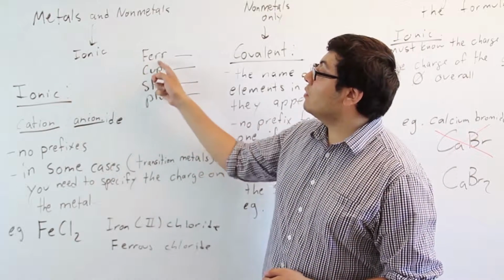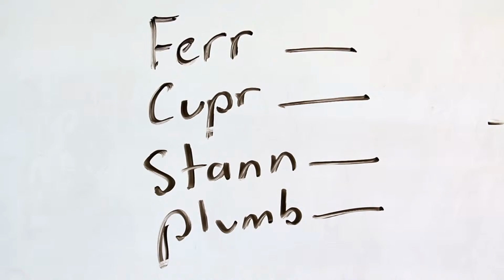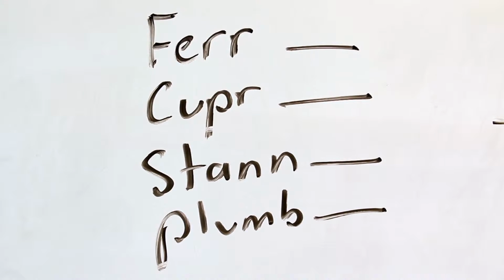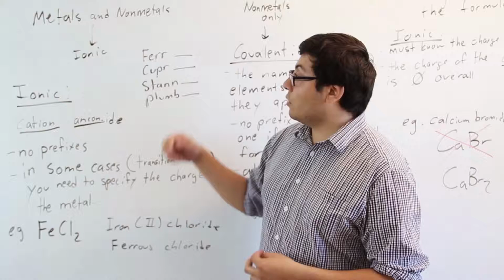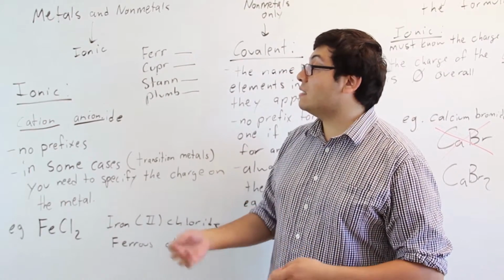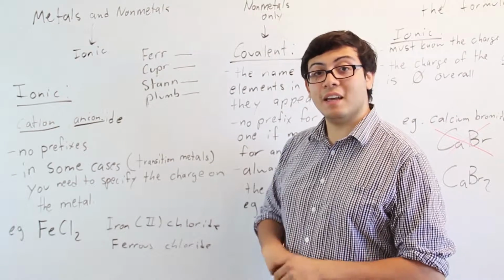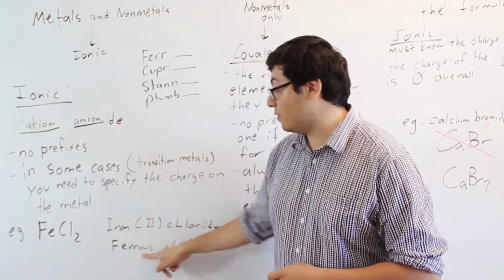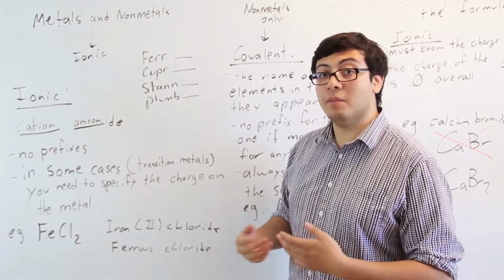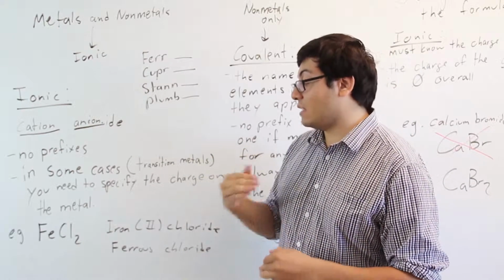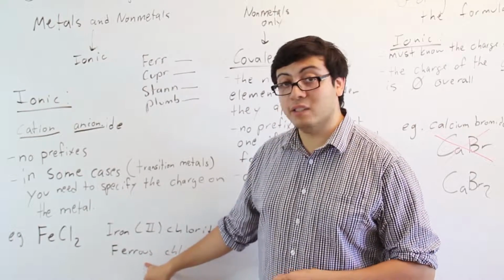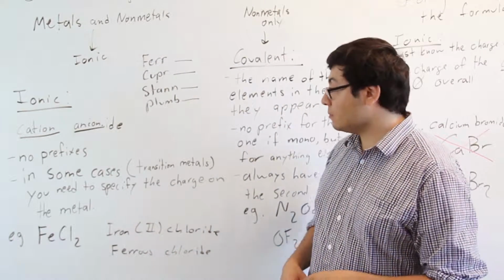I wrote them over here. Fer, meaning iron, Cup for copper, Stan for tin, and Plum for lead. All of these can form two possible charges, and the one that has the smaller charge has the ending OUS, such as ferrous. So lead could be plumbous, but if it has a higher charge, such as iron with a 3+ charge, it wouldn't be ferrous, it would be ferric, with an IC.